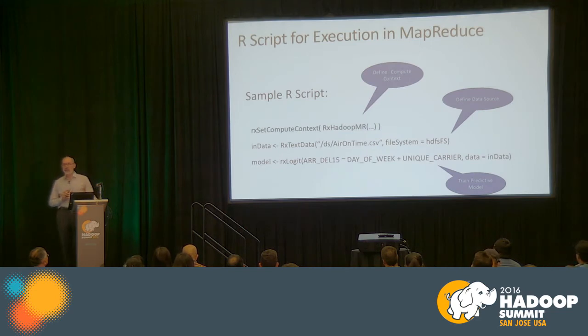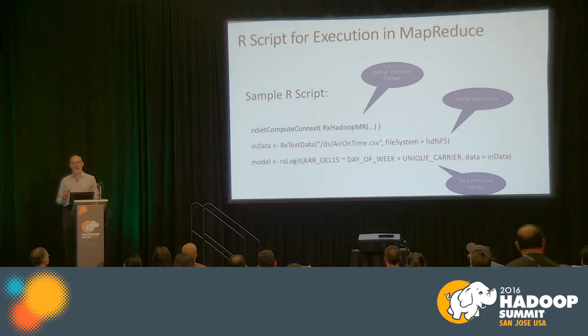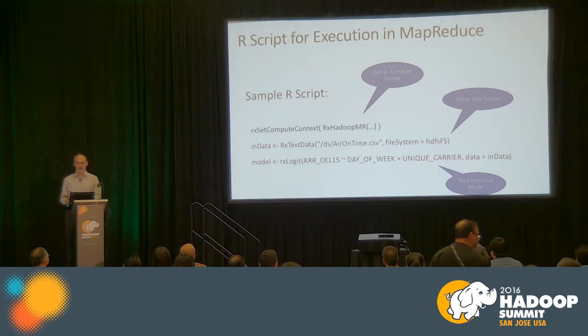This is an example of how portable your R code is using these functions. Here I'm showing the script for performing a model fitting computation using R in a MapReduce environment. We start off by defining what we call our compute context, which is telling our functions where we want the computation to be performed. In this case, we say set compute context rx Hadoop MR, which says use Hadoop MapReduce to do the computation. Then we specify what data source we want to use. In this case, it's text data, happens to be a CSV file that's stored in HDFS.